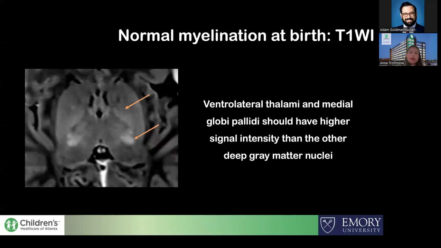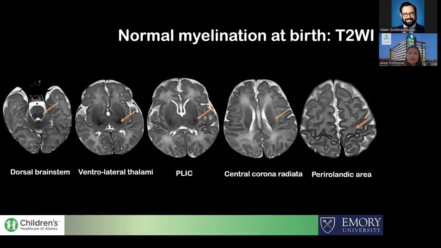Another helpful imaging finding is the fact that the ventrolateral thalami and medial globi pallidi should also have higher signal intensity compared to other deep gray matter nuclei at this age.